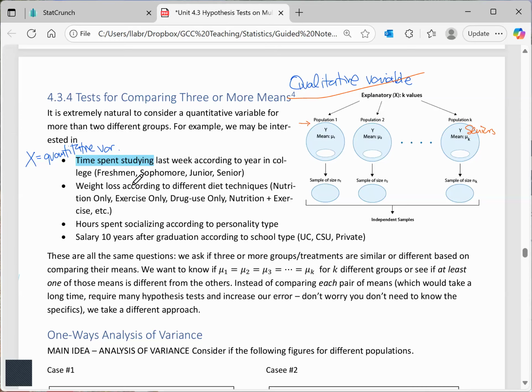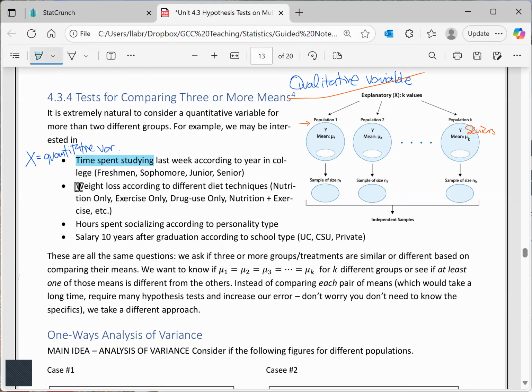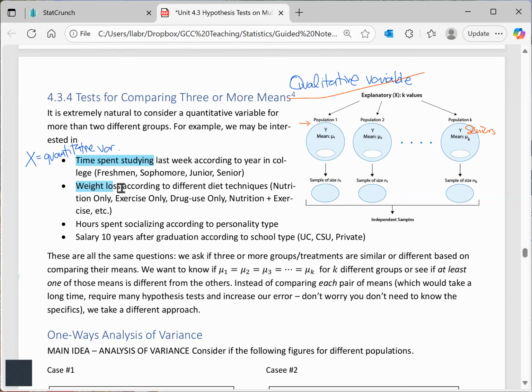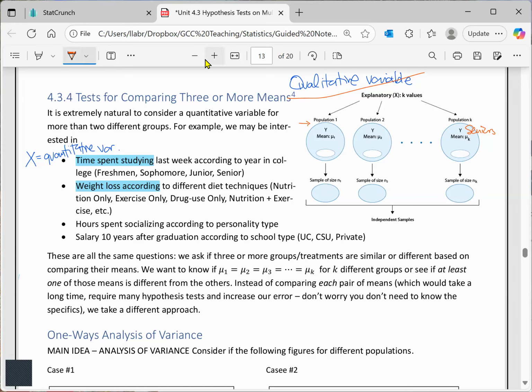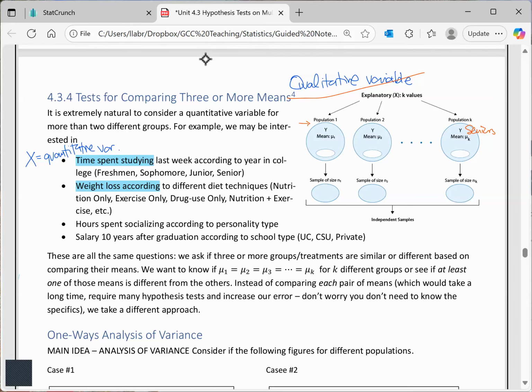The next example we're looking at, for example, the weight loss. So in this case, now you're interested in the number of pounds that people actually lose if they were to use different techniques. And so the techniques that we're interested in here are, for example, if somebody only focuses on nutrition, maybe somebody only focuses on exercise, somebody uses a weight loss drug, and then maybe we have combinations of the different strategies. So for example, nutrition and exercise and so forth.